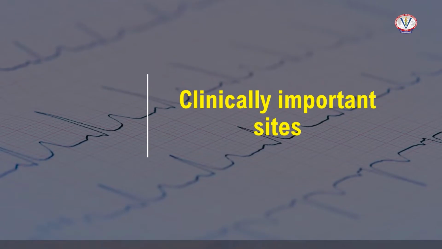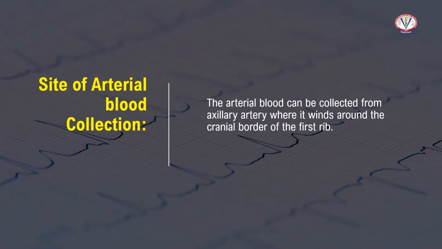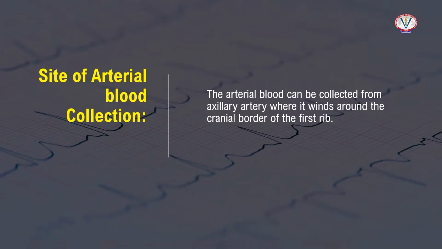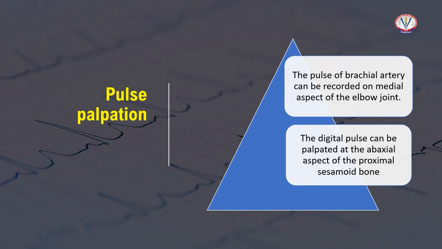There are two clinically important sites. One is the site of arterial blood collection. Arterial blood can be collected from the axillary artery, where it winds around the cranial border of the first rib. The pulse of the brachial artery can be recorded on the medial aspect of the elbow joint, and the digital pulse can be palpated at the abaxial aspect of the proximal sesamoid bone.